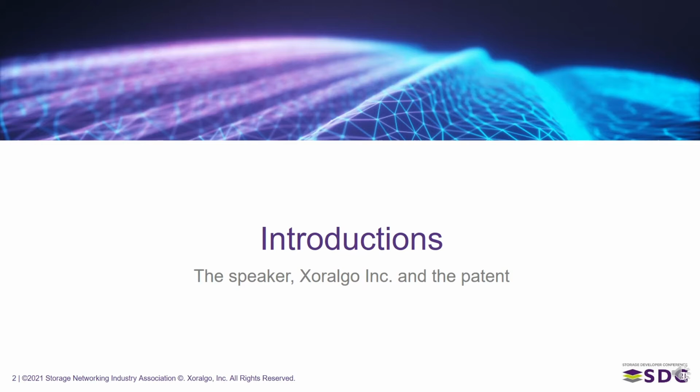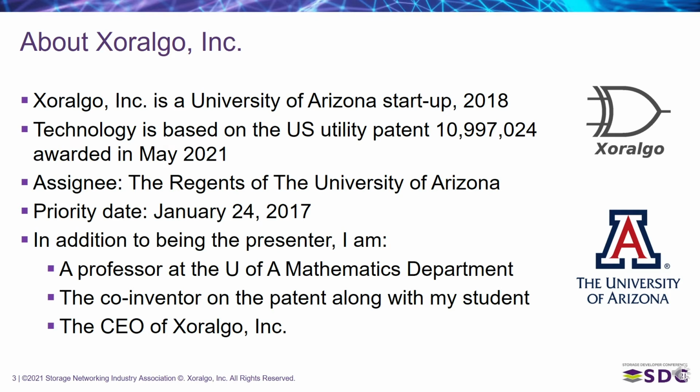First, let me introduce myself, Xoralgo, and talk a little bit about the patent. Xoralgo Inc. is a University of Arizona startup formed in 2018. The technology is based on the U.S. utility patent awarded in May 2021. The assignee is the Regents of the University of Arizona, and the priority date is January 24, 2017.